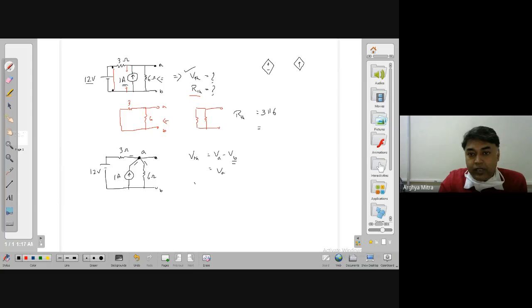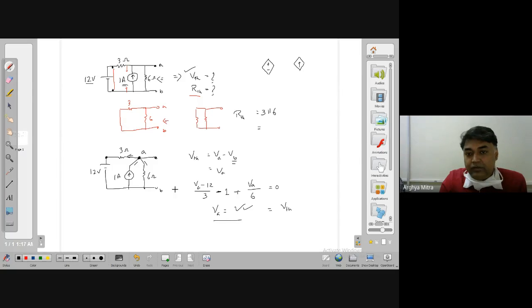So I'll find that VA minus 12 divided by 3 is the current flowing out of this node through this branch. VA minus 12 divided by 3. Then 1 ampere current is entering. So it is minus 1 because the first is leaving and this one is entering. And then again leaving: VA minus this reference voltage 0 divided by 6. So that is equal to 0. So you solve for this and you will get the answer for VA. So that is nothing but your VTH. Okay.